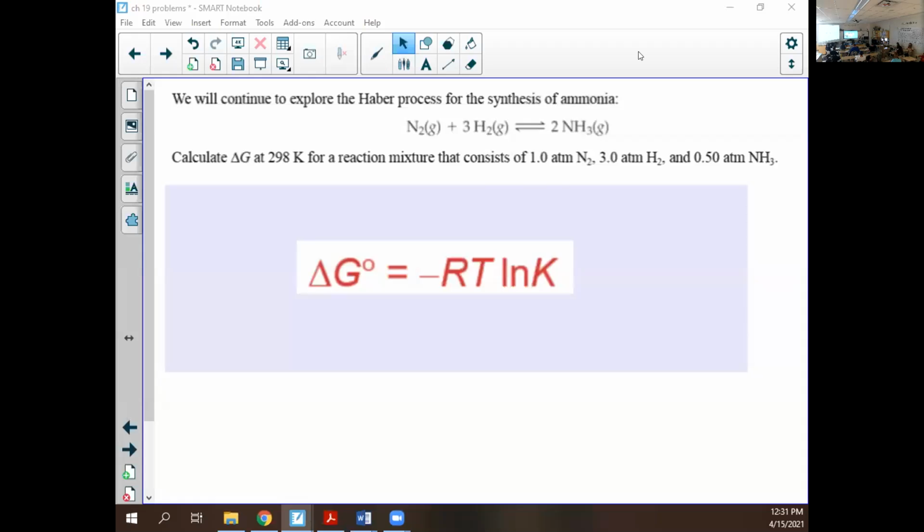All right, so give this a shot. We will continue to explore the Haber process for ammonia. Calculate delta G at 298 for the reaction mixture that consists of 1 ATM N2, 3 ATM H2, and 0.5 ATM NH3.